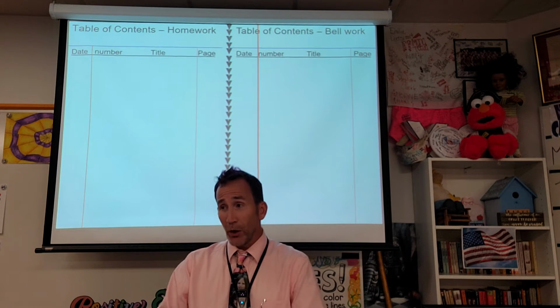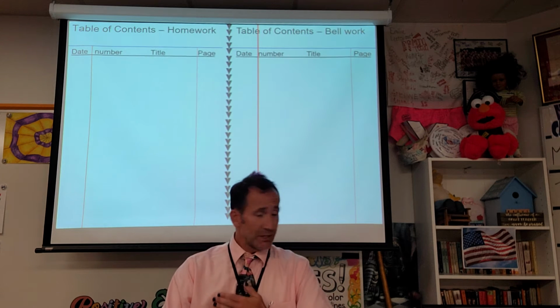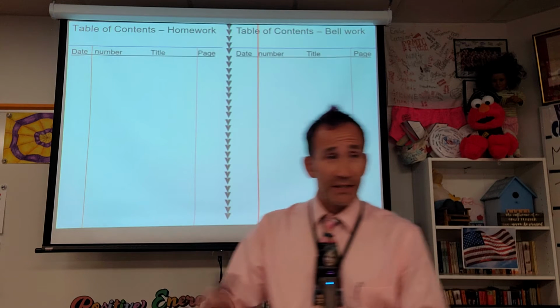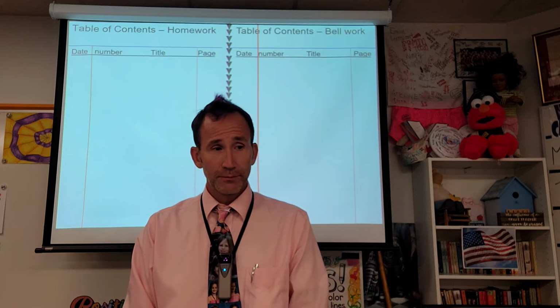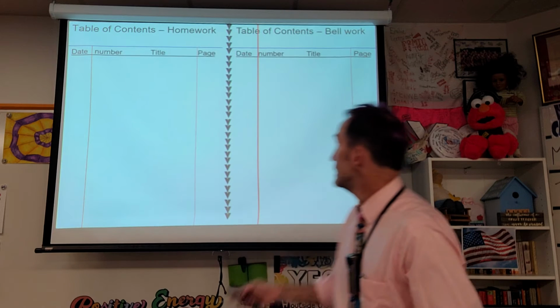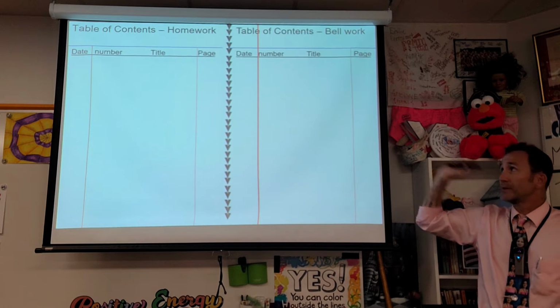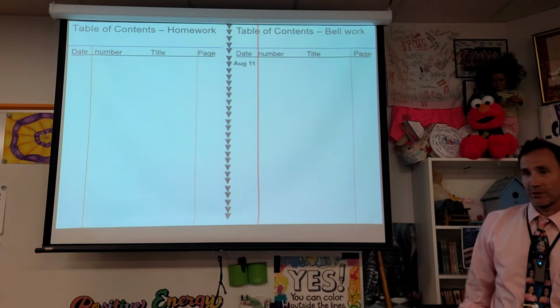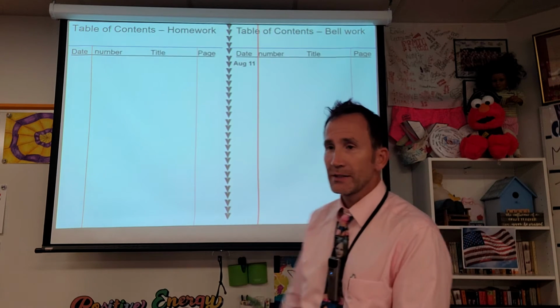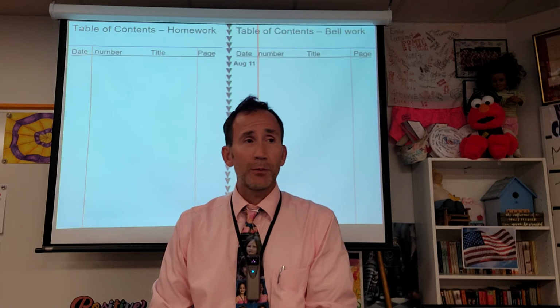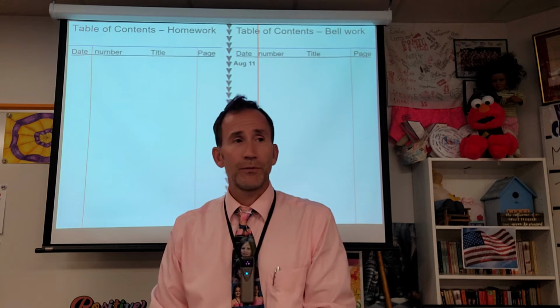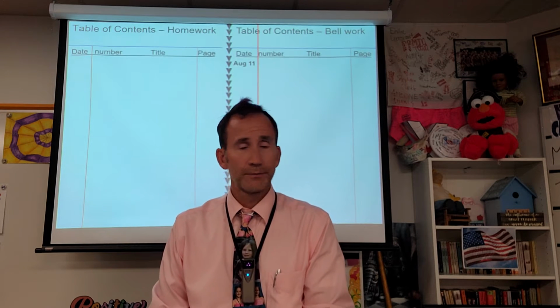We're going to do our first bell work together. Which side of the notebook is bell work going to go on? The right. That is correct. Nicely done. So right side, first thing we do is you're going to put the date right there. What's the date? That's where you're going to write down the 11th. August 11th, or you can do numbers if you want to do 8/11 or Ocho 11.